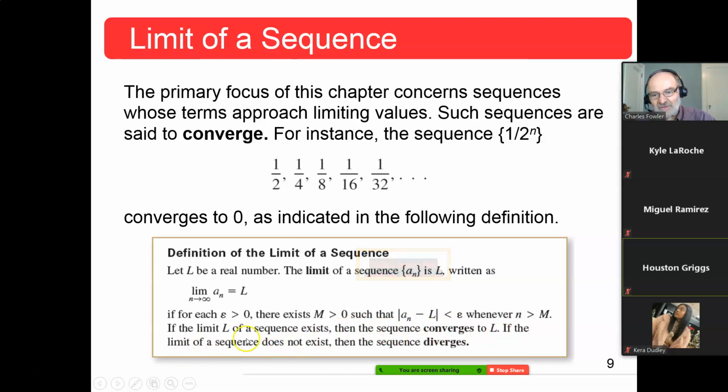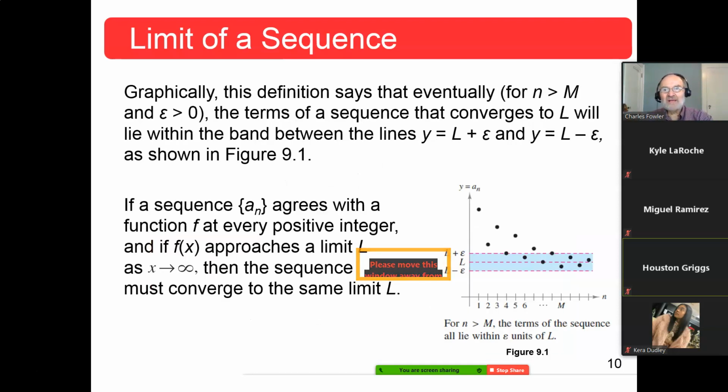If the limit of the sequence does not exist, then the sequence diverges. Now, diverging doesn't mean it gets huge, it just means it doesn't converge. You usually think of diverging as in further and further apart. Here it just means it doesn't get closer and closer together. It doesn't converge. That's what diverging means here.